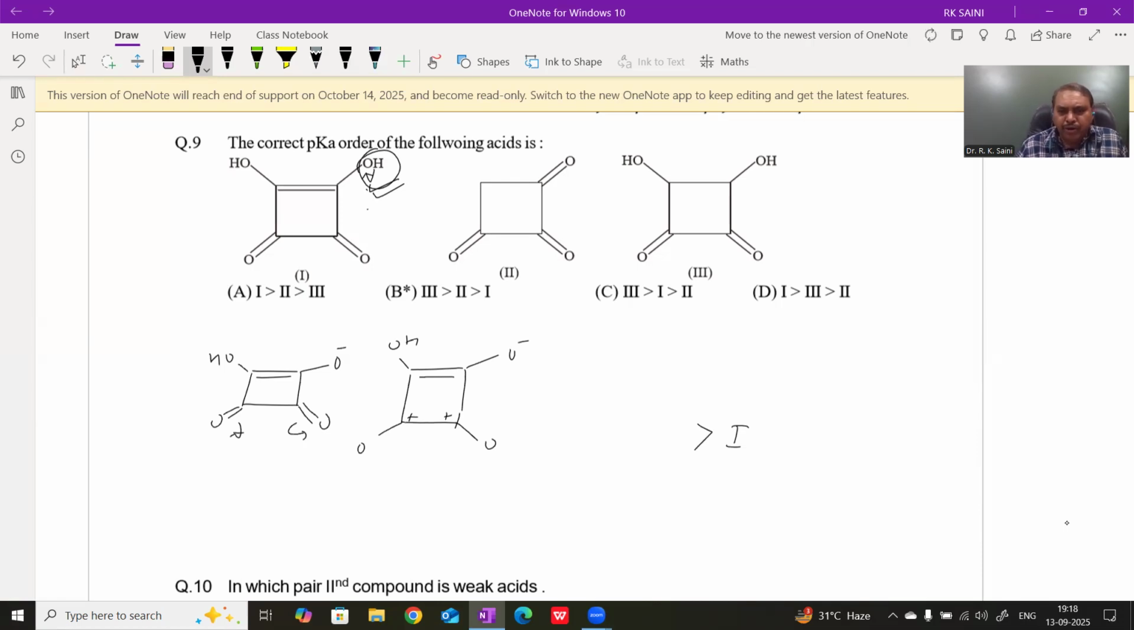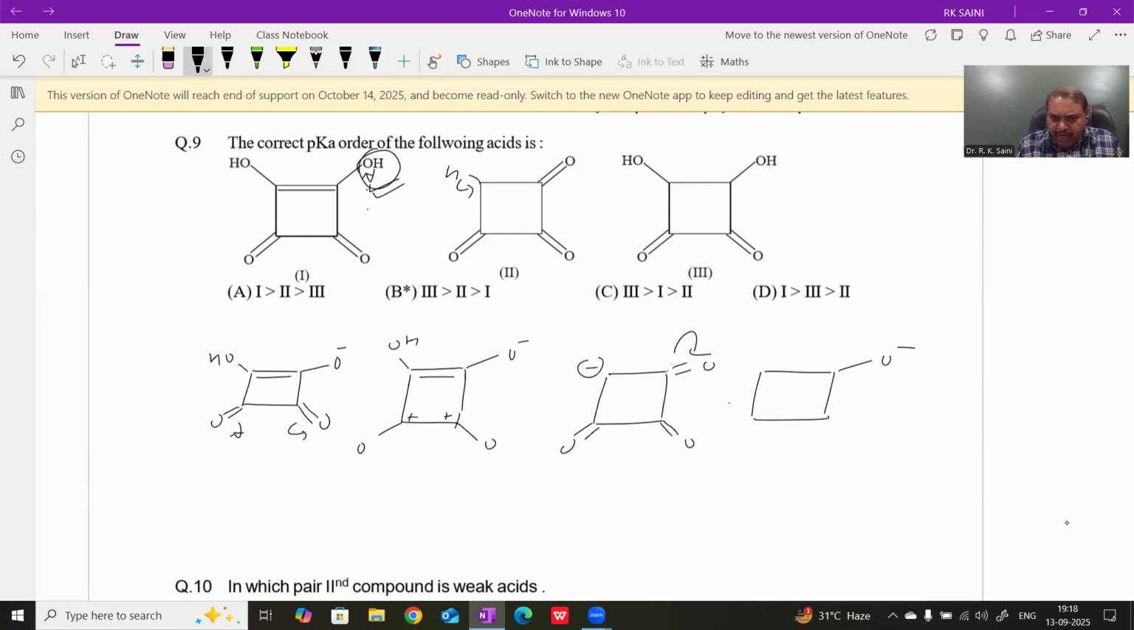We check compound second. After removal of H plus ion, its conjugate base also exhibits resonance and carries aromatic character through delocalization. But a carbon-hydrogen bond is less acidic than an OH bond. Therefore, compound first is more acidic than compound second.